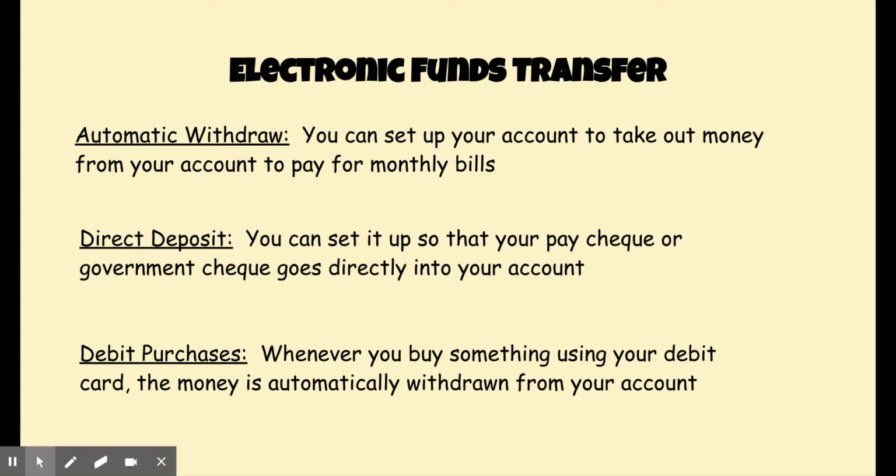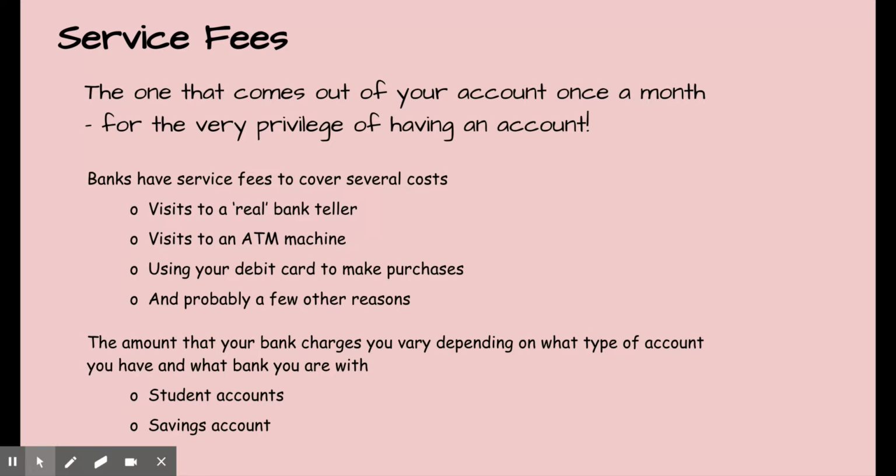And then there's debit purchases. Whenever you buy something using your debit card, the money is automatically withdrawn from your account. So there's no longer you go to an ATM or the bank, you withdraw money, you go and pay for something. You can actually use your debit card to pay for things, and the money just gets taken from your account.